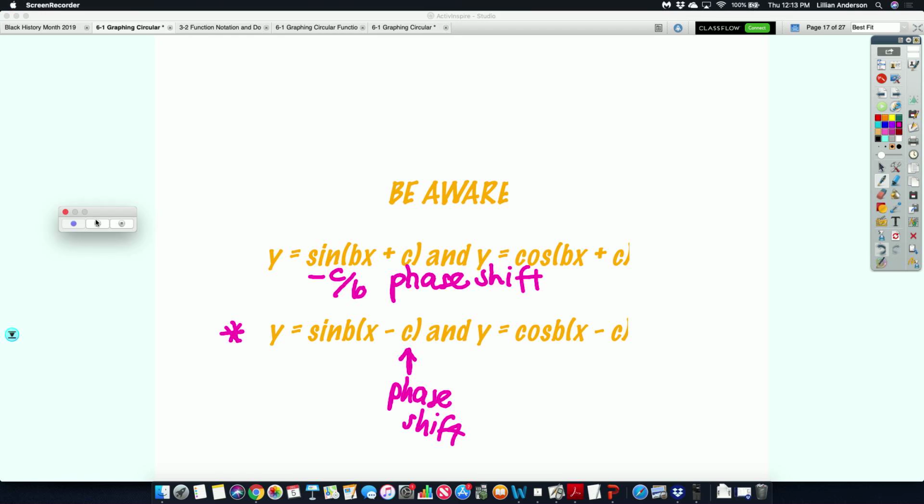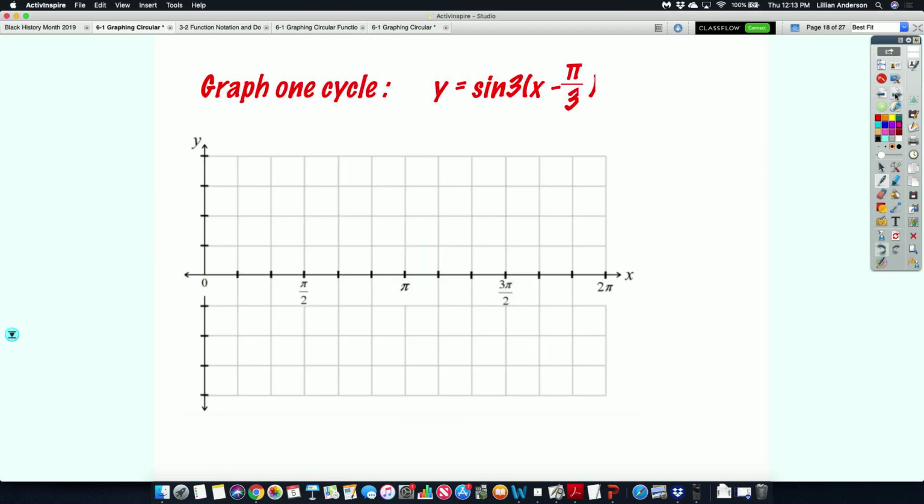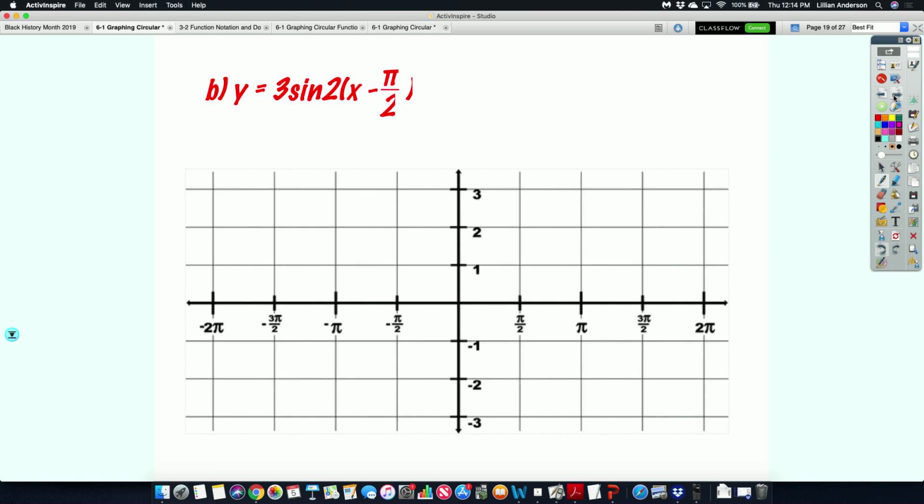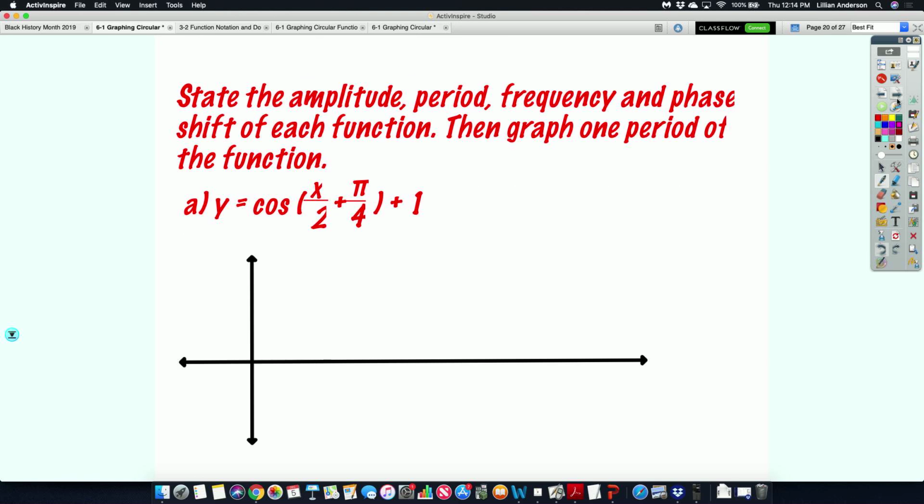So just to kind of show you the differences, okay? Let's look at this equation. We're not going to graph it. I just want to go over it with you. y equals sine 3 parenthesis x minus pi over 3. Pi over 3 is the phase shift, and we're heading which direction, left or right? Right. We're heading to the right, okay? What about this one? To the right, because the b is already factored out. There's a number on the outside of the parentheses. That's what I was talking about.